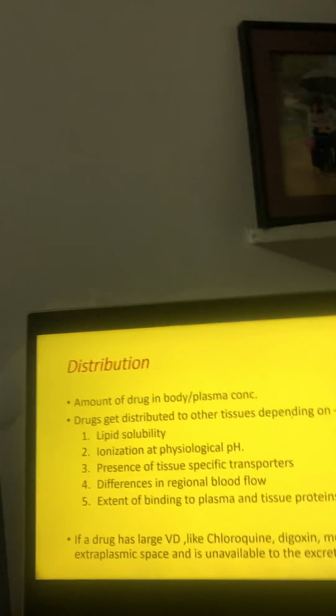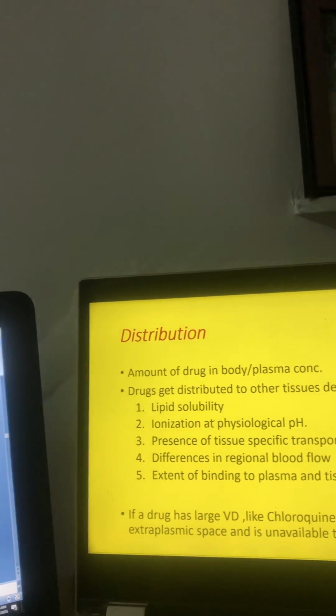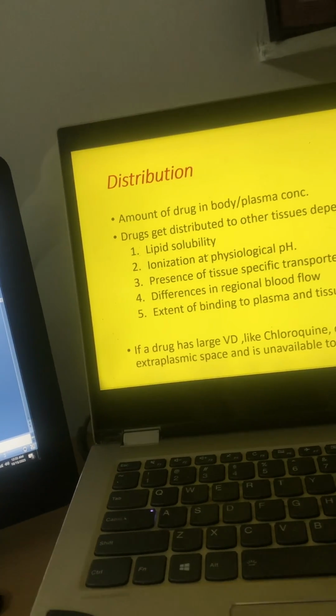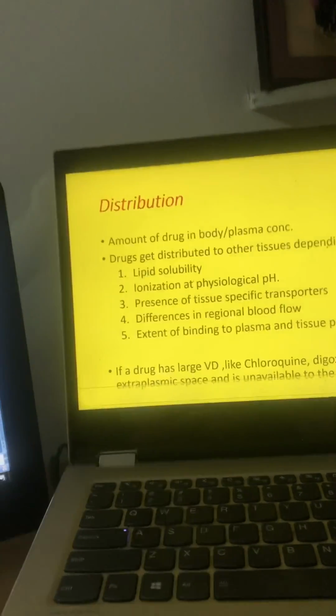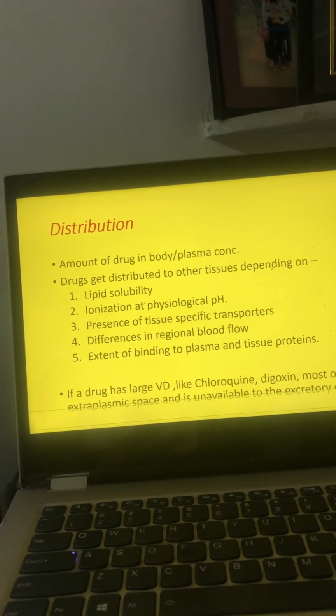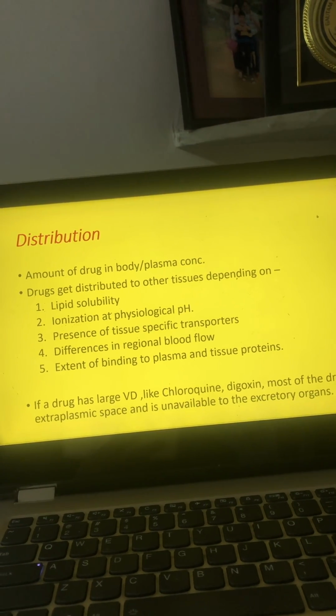Now, what is the significance of bioavailability? It decides the route of administration. If bioavailability by the oral route is low, it has to be given parenterally, for example lidocaine and nitroglycerin. Then variability in drug response: a small difference in first pass metabolism leads to large changes in bioavailability. Then the relationship between oral and IV dose.